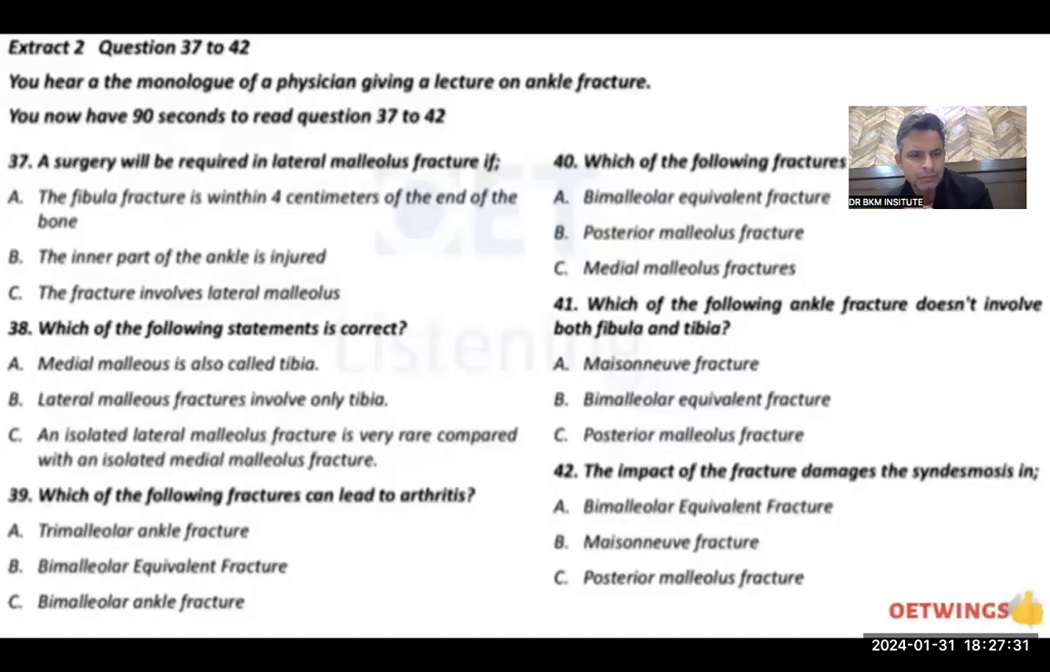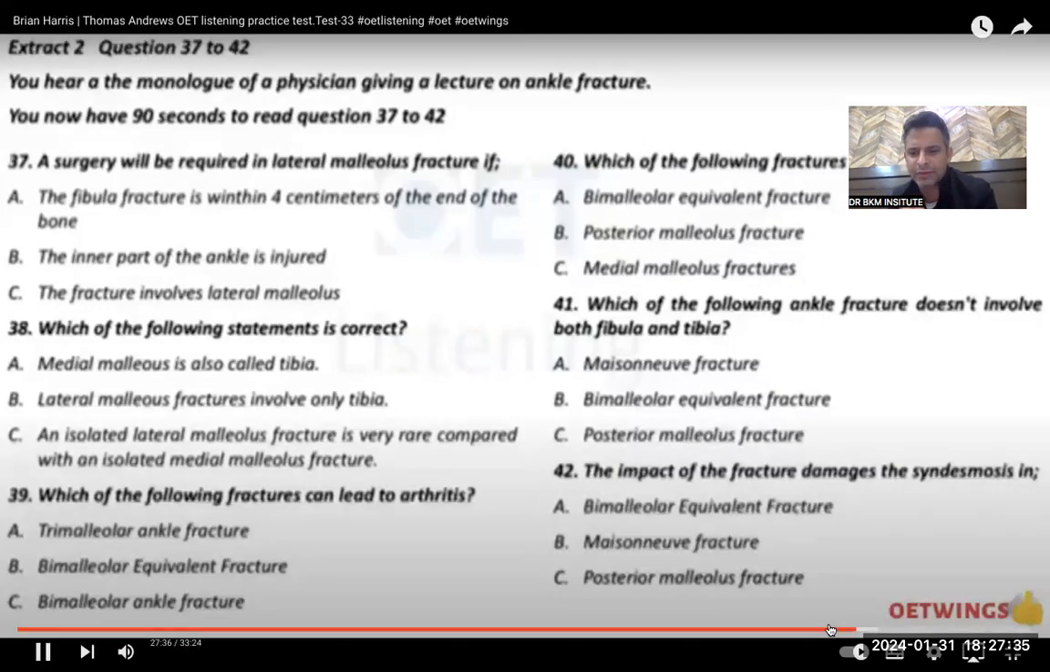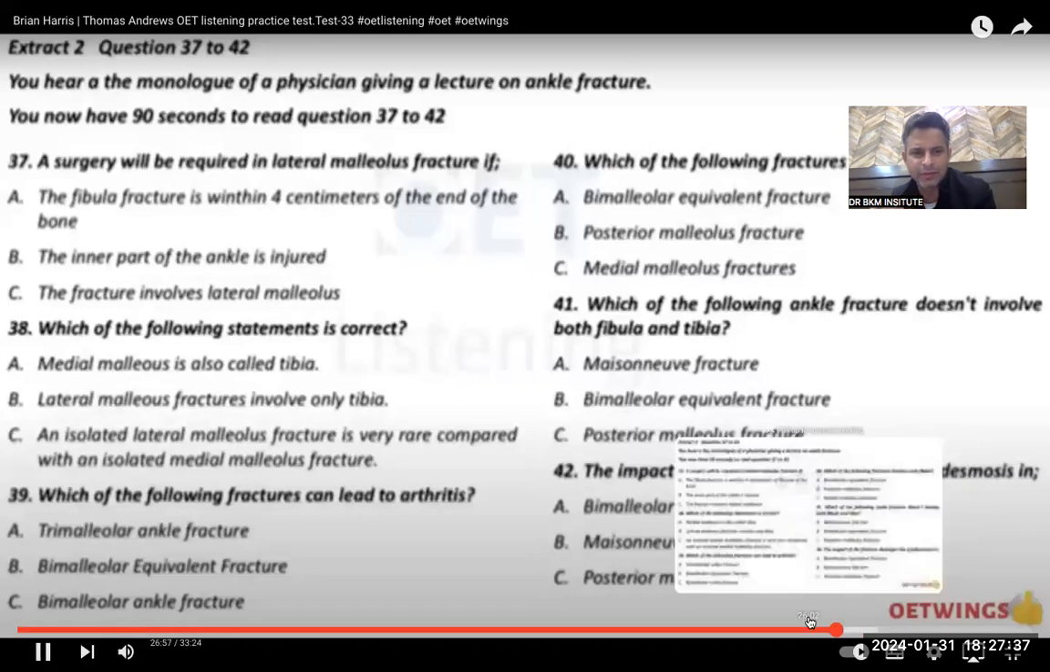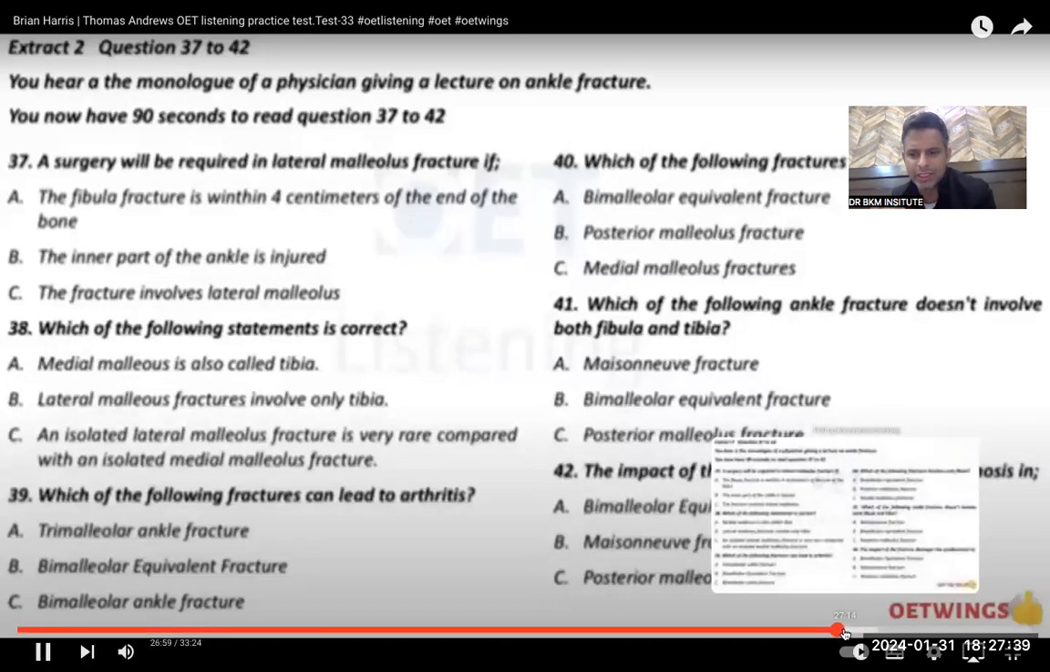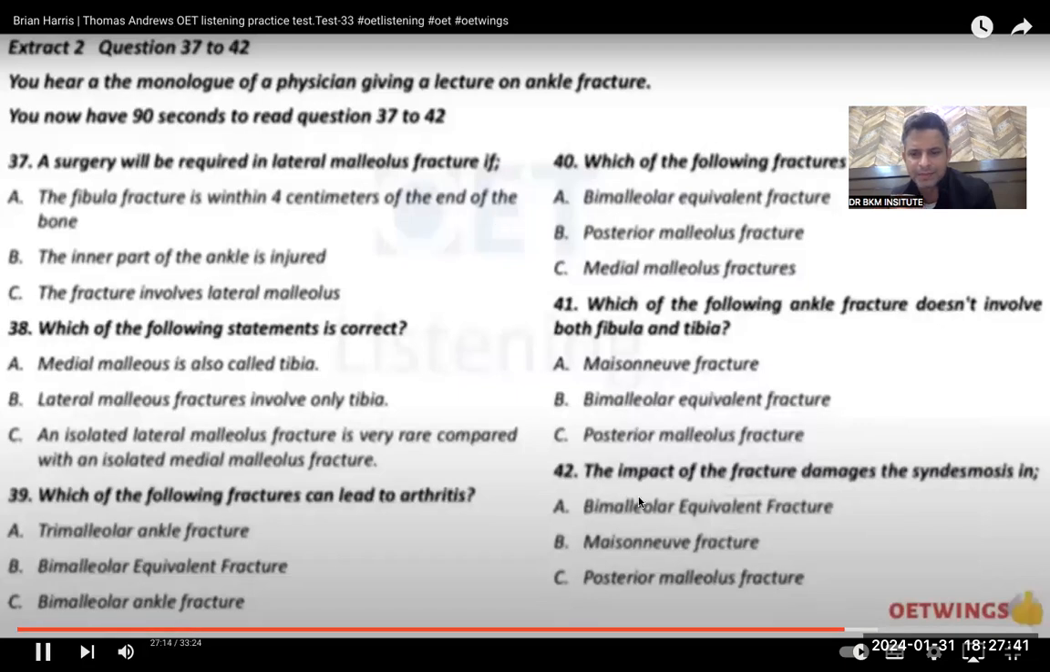There are many types of ankle fractures, and let me explain to you about certain common types of ankle fractures. Let's take it from the start because I'm unable to get it from the middle. So I'm just going to take it from 37. Types of ankle fractures. Okay, starting from here only.